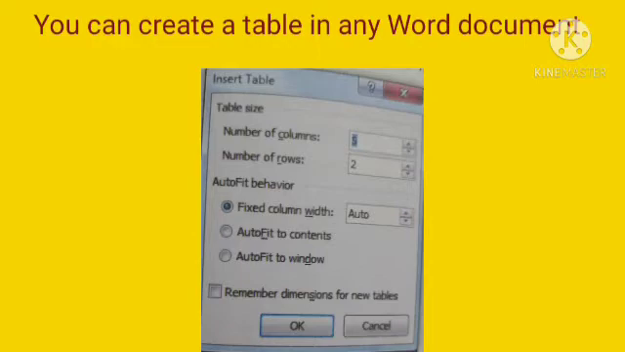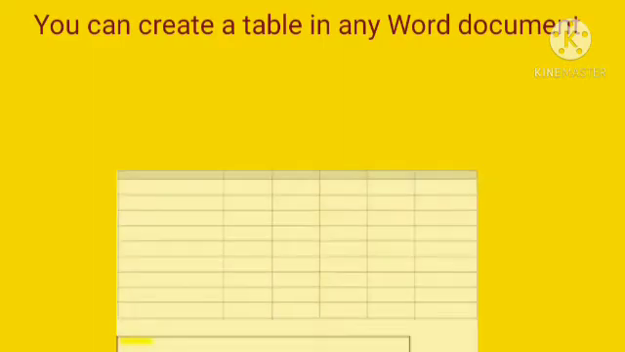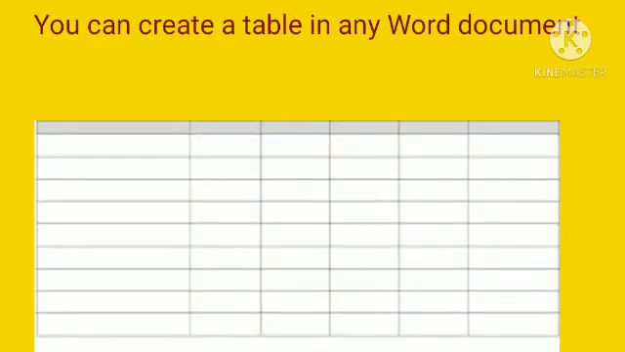5, 4, 3, anything which you want. Then you press the tab key and then type the number of rows which you want and then click on the OK button. A blank table is displayed. Now students, you can fill in the information which you want.